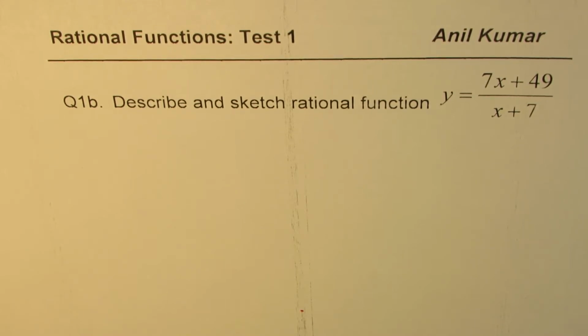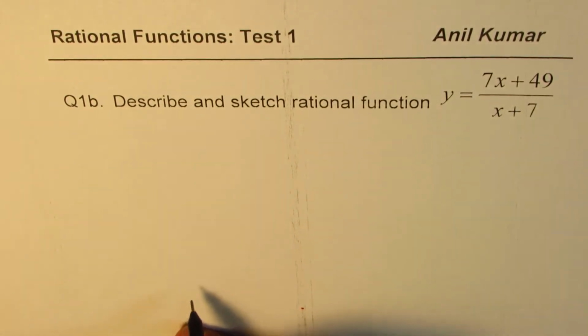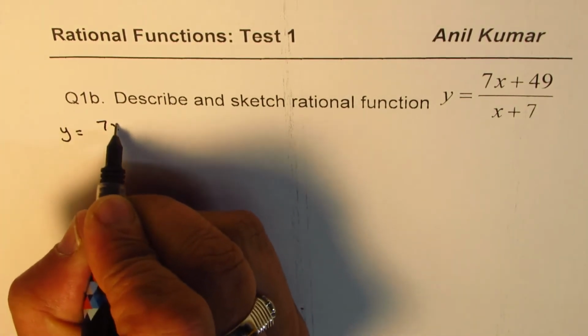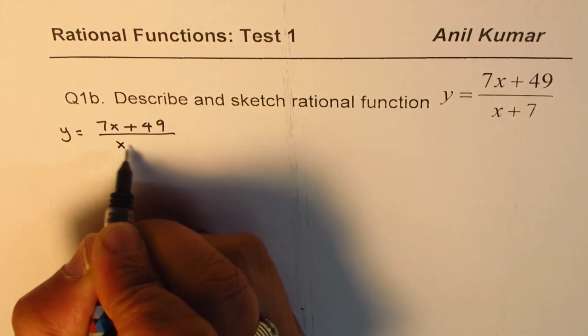Here is question number 1b. Describe and sketch the rational function y equals (7x + 49) divided by (x + 7). We'll have a slightly different approach here to describe and then sketch the given function. Y equals (7x + 49) divided by (x + 7), right?